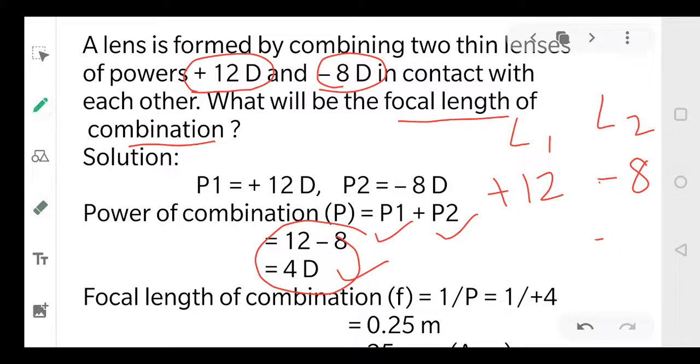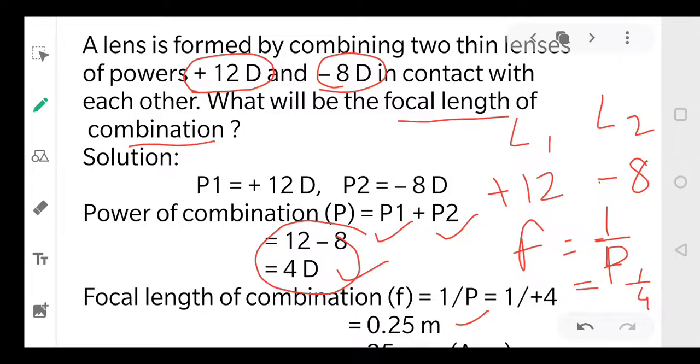हमें निकालना क्या है? हमें focal length निकालनी है, हमें total focal length निकालनी है. So f will be equal to 1 by P. P की वैल्यू कितनी है हमारी? +4, right? So we will have 1 upon 4. Okay, f will be equal to 1 upon 4 and the answer will be 0.25 meters. Okay, dear students?